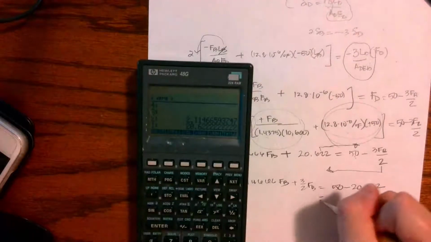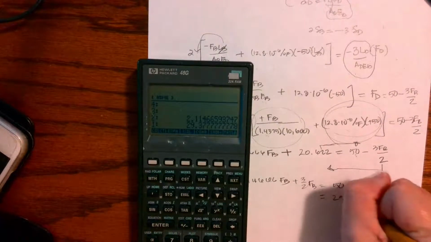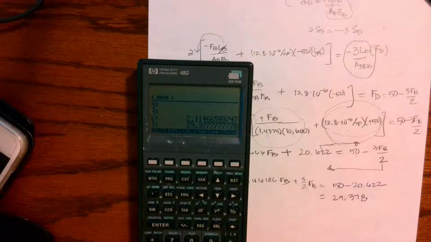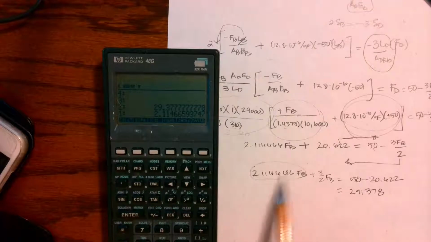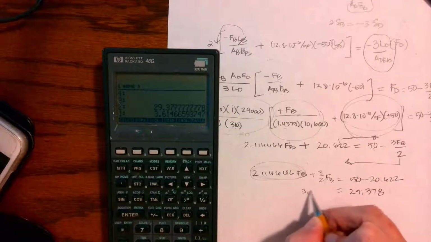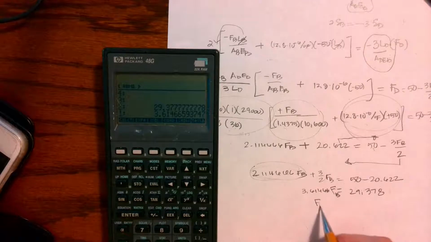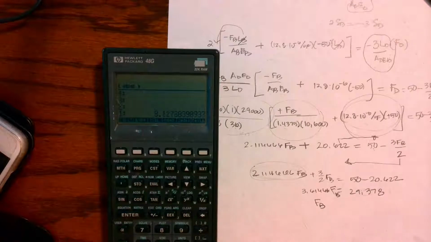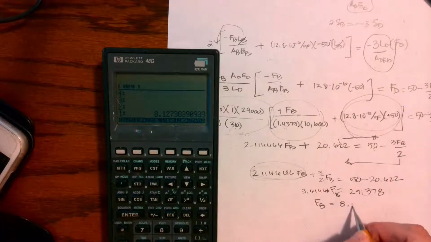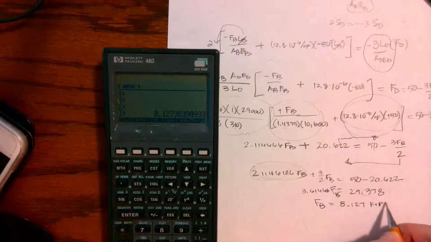So I can look at this side first, 50 minus, make that a negative, and add it to 50, and I get 29.378 on the right. Swap those back out, and I have 2.11 mess of a mess plus 1.5, so I get 3.61466 FB. And now to find FB, I can just divide through, and I have them in my stack. So I get that FB is 8.127, and I was using consistent units, kips, and it's positive.